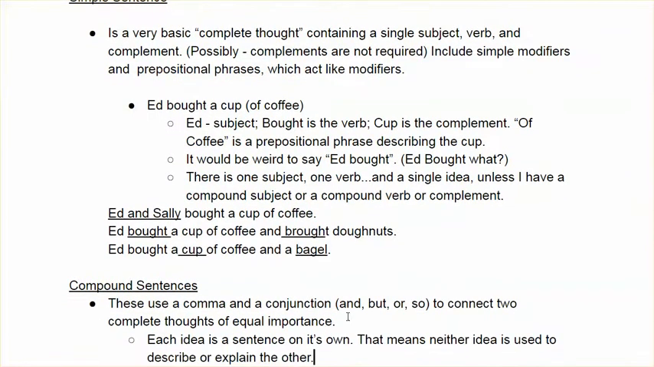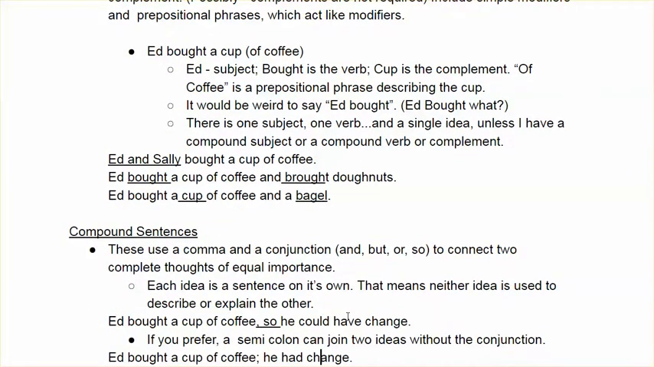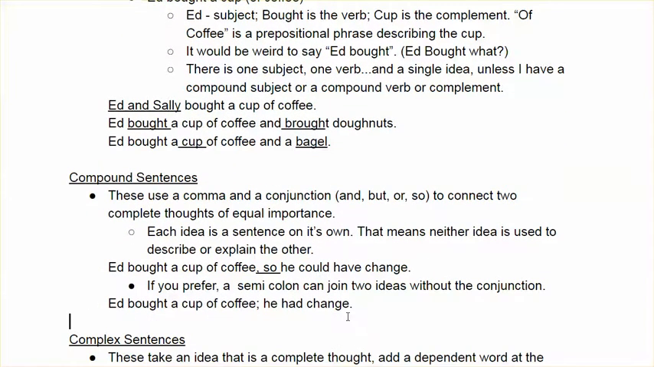Now, if I move on here, compound sentences take two complete thoughts and join them with a comma and a conjunction. And, but, or, for, nor, yet, or so. Sometimes I've got to fool around with my verb to use something like nor. But anyways, these use a comma and a conjunction. I just have and, but, or, and so right there to keep it simple to connect two complete thoughts of equal importance, and that's a big deal.